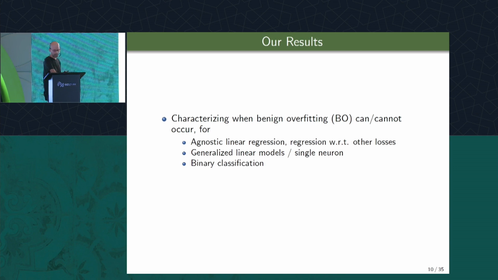What I'm going to talk about a little bit is some results for characterizing when benign overfitting can or cannot occur in more general settings. Okay, so it's still not really deep neural networks or anything, but we can talk about agnostic linear regression, things like generalized linear models or single neurons, and also for classification rather than regression.